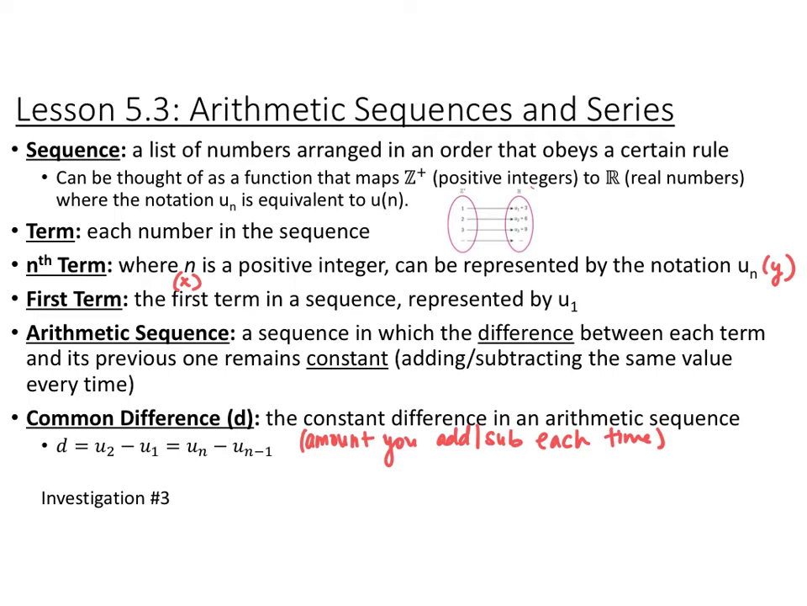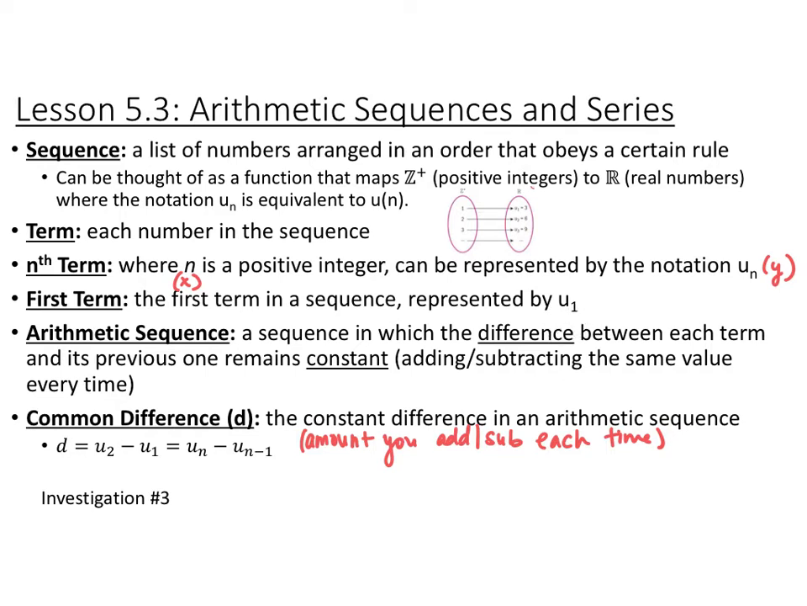Term is each number in the sequence. The nth term is where n is a positive integer, n is equivalent to your x value. Then you can represent the nth term as u sub n, that's equivalent to your y value. The first term is the first term in the sequence, which we represent with u sub 1.